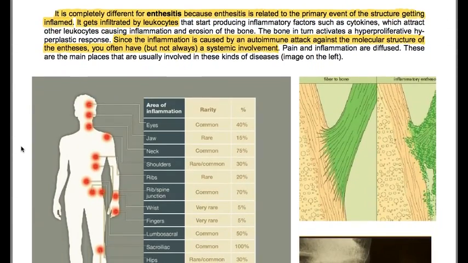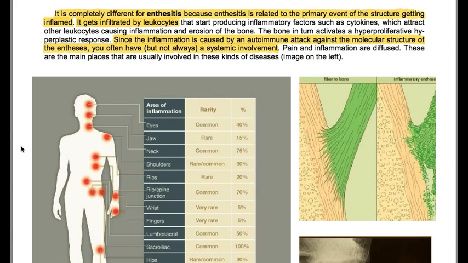It is completely different for enthesitis because enthesitis is related to the primary event of the structure getting inflamed. It gets infiltrated by leukocytes that start producing inflammatory factors such as cytokines, which attract other leukocytes, causing inflammation and erosion of the bone. The bone in turn activates a hyperproliferative, hyperplastic response. Since the inflammation is caused by an autoimmune attack against the molecular structure of the enthesis, you often have, but not always, a systemic involvement. Pain and inflammation are diffuse.